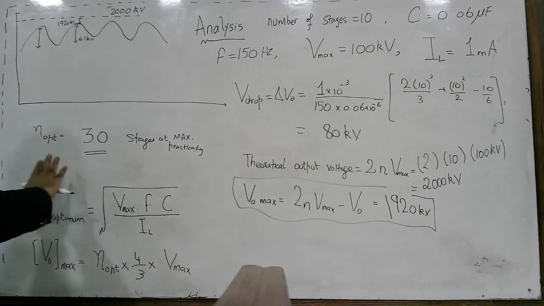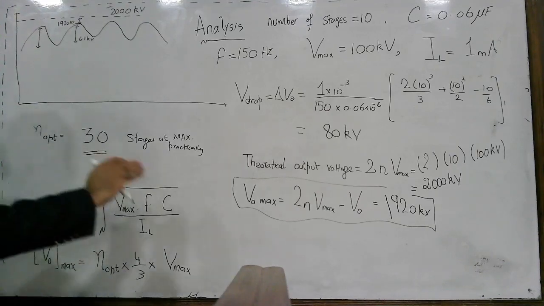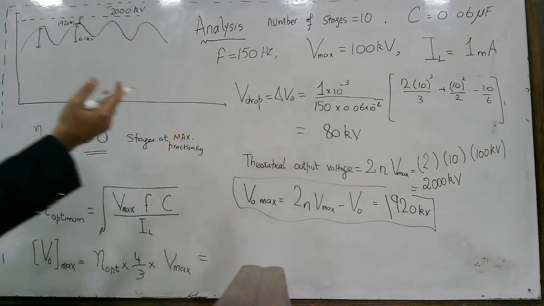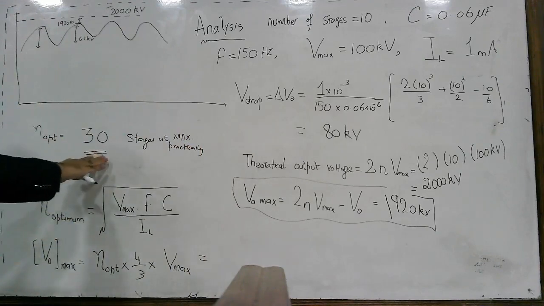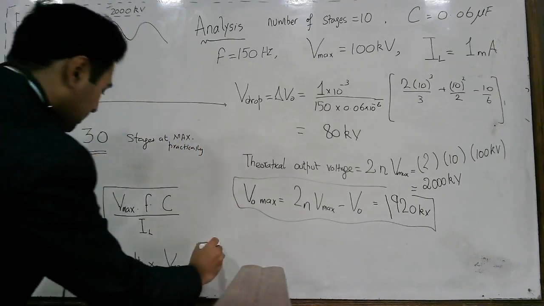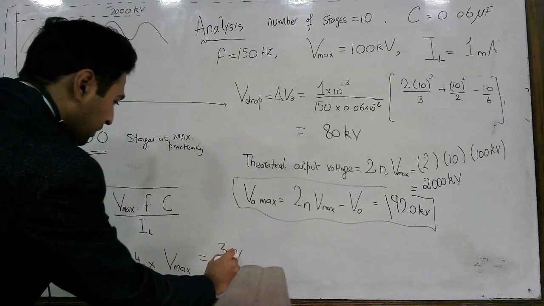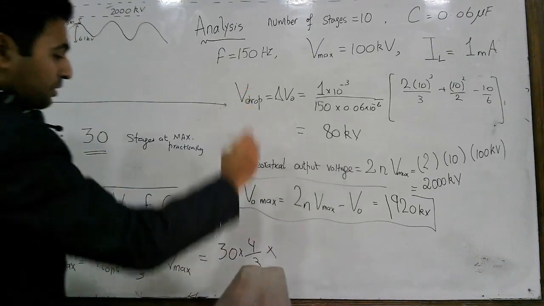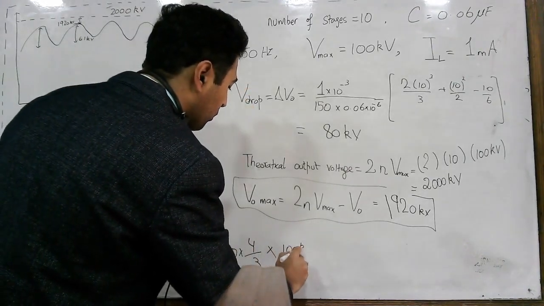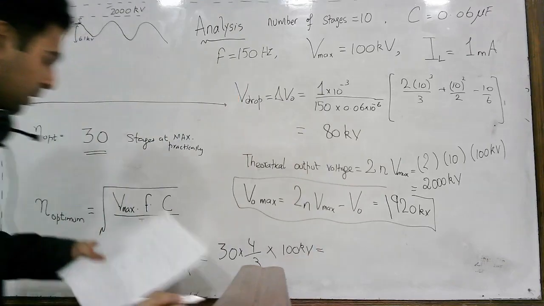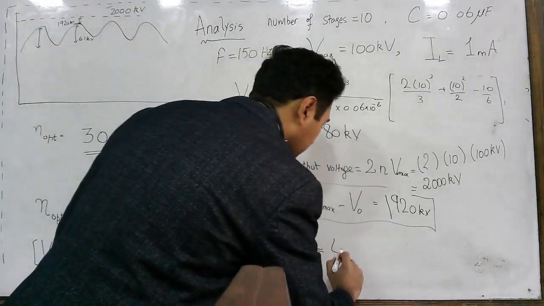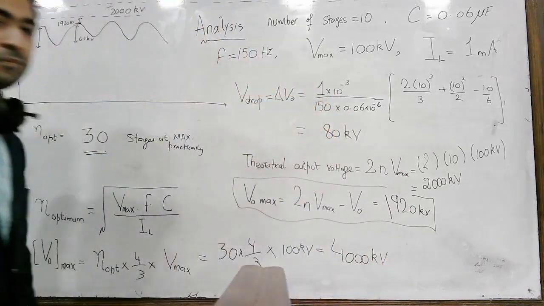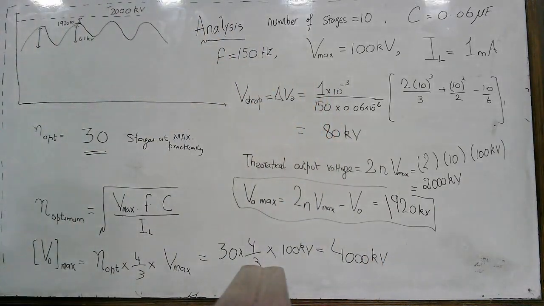So if you go for the 30 stages, then the maximum practical value you can achieve with 30 stages is: N optimum is 30, multiplied by 4/3 as a factor, multiplied by V maximum, which is 100 kilovolts, and it comes out to be 4000 kilovolts.